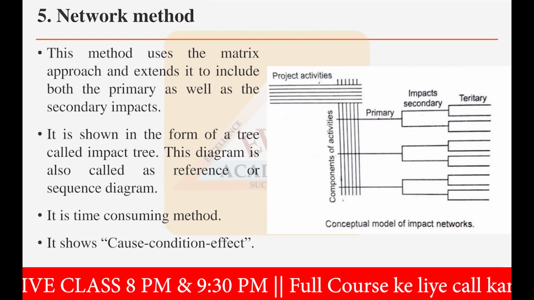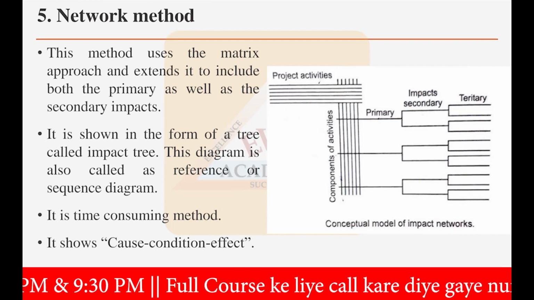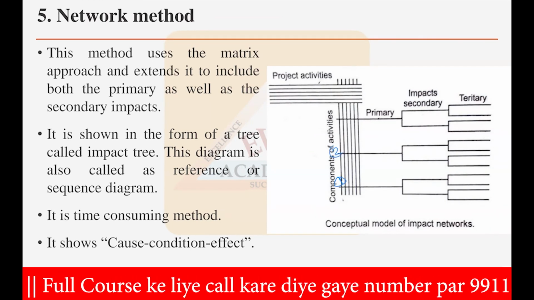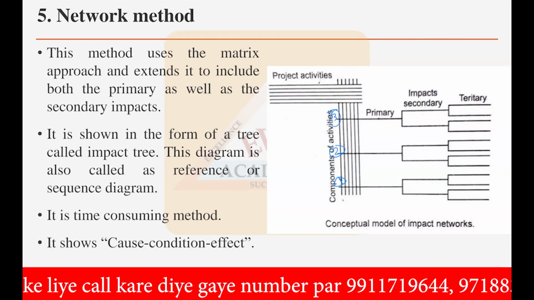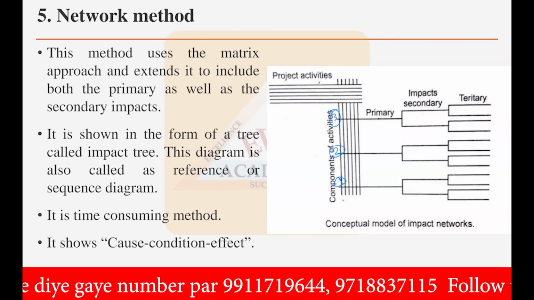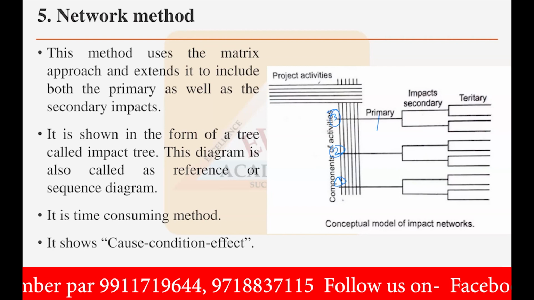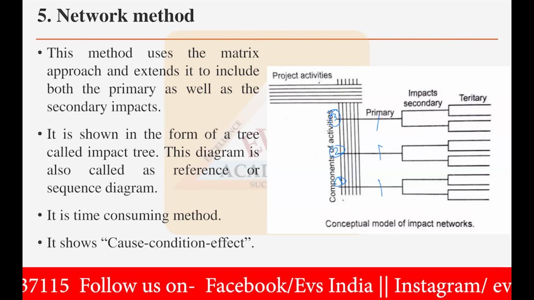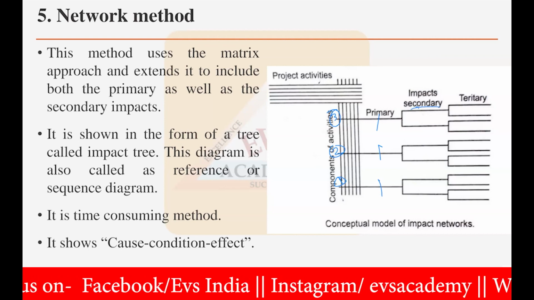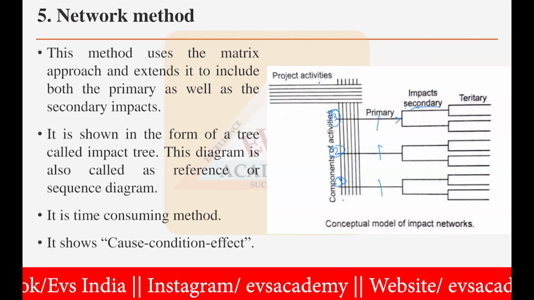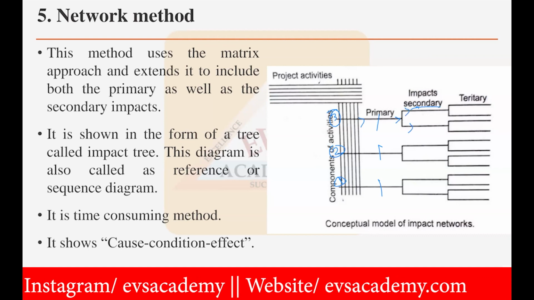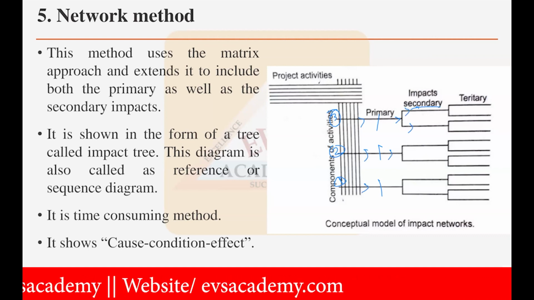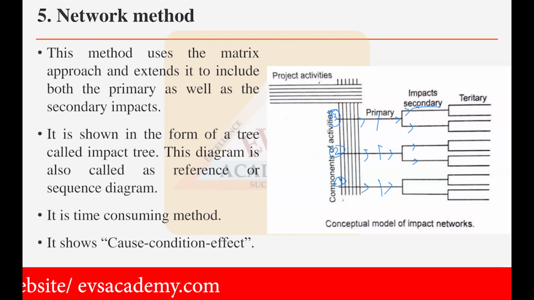This is the first activity here, you can see, in the activity section. This is the second activity. This is the third activity. Then their primary impacts on the environment would be written there. Then we have to write down the secondary impacts. All these are connected with the help of these networks, you can see. So that's why this method is called the network method.